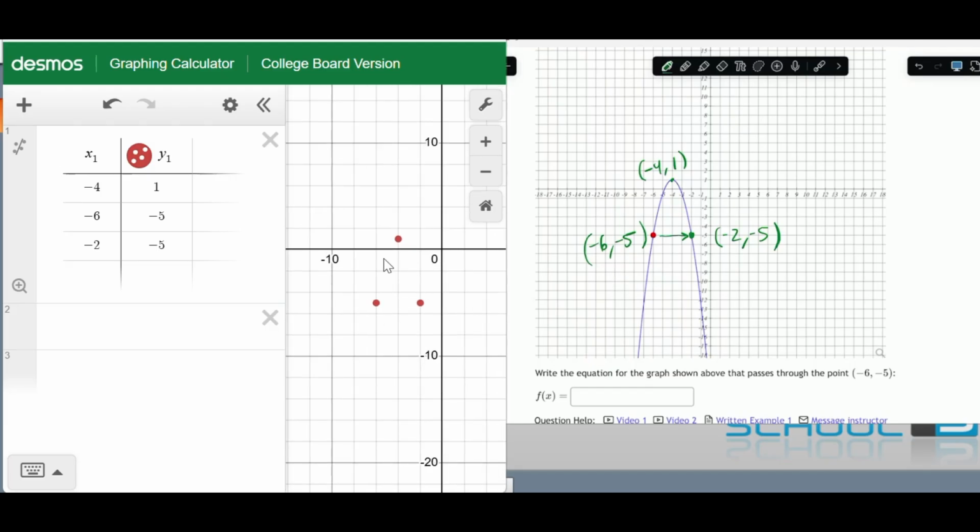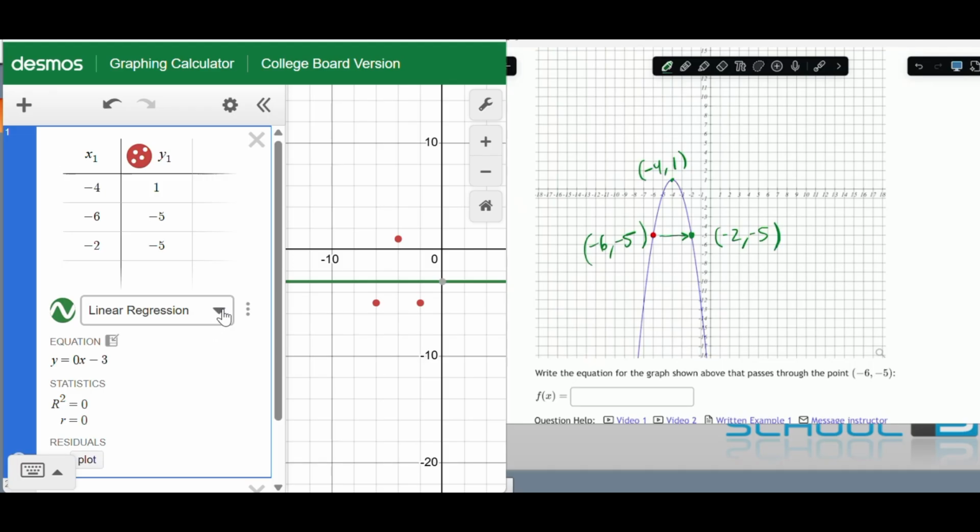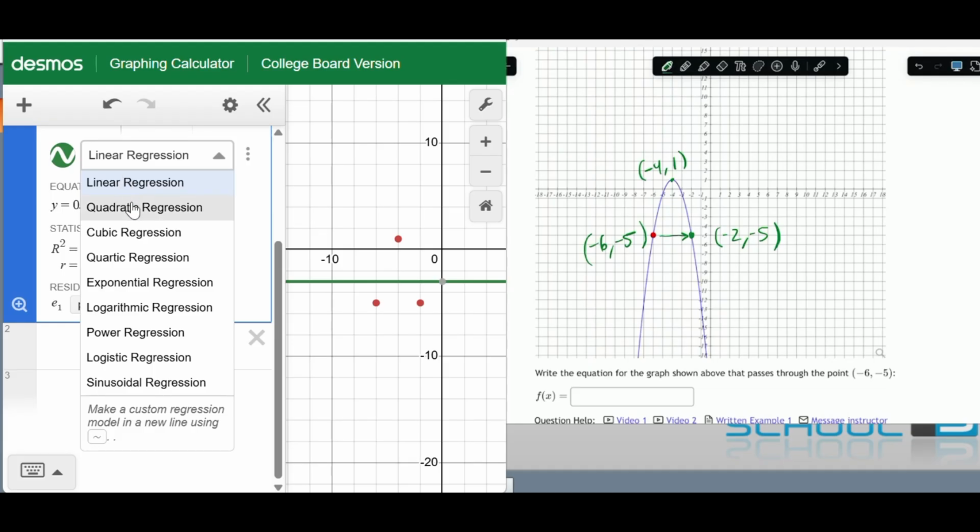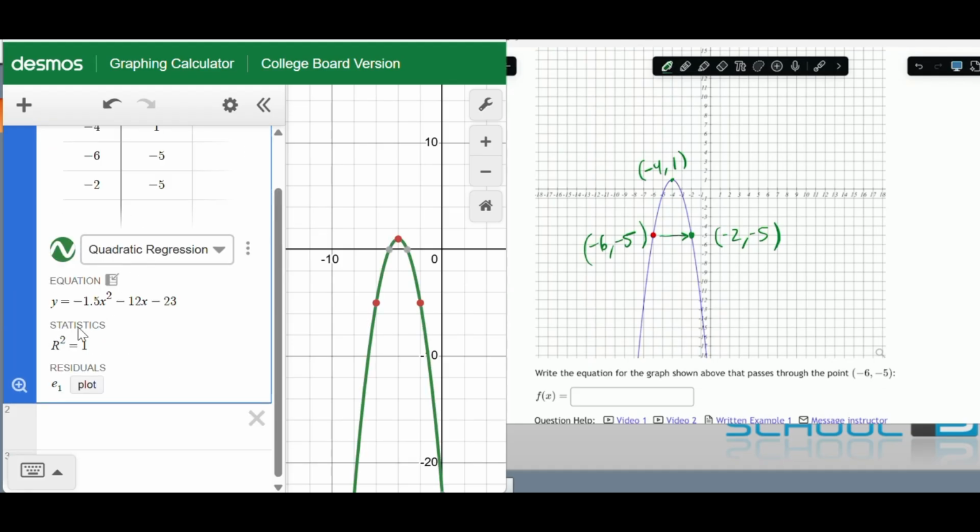But if we want to turn it into an equation, we click on this button that says add regression. This is something that has just shown up over the last few months or half a year. If you click this, it creates an option for you to choose what type of regression we're running. This is not a straight line. This is a parabola, or quadratic regression. So we choose that, and it gives us our equation right here. So one possible answer, if you wanted to write your answer in general form, is negative 1.5x squared minus 12x minus 23. So that is an acceptable form.